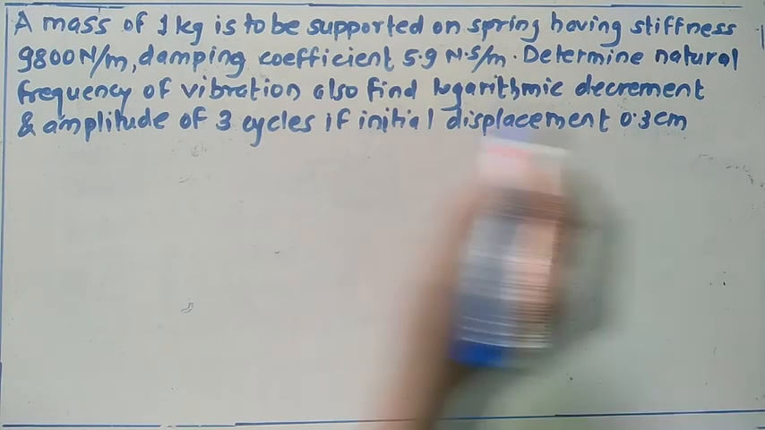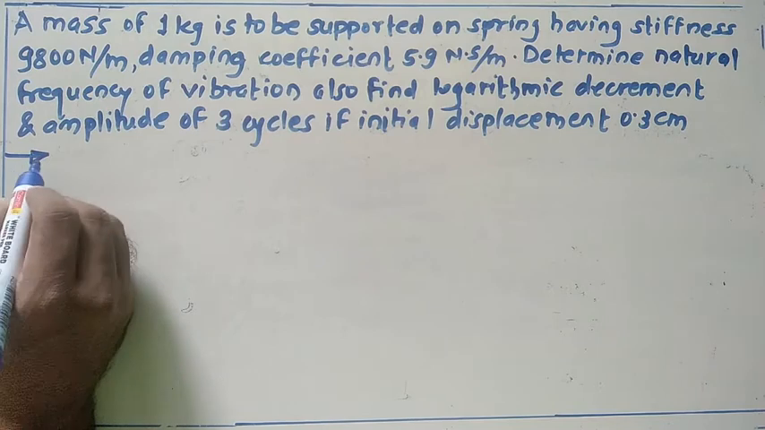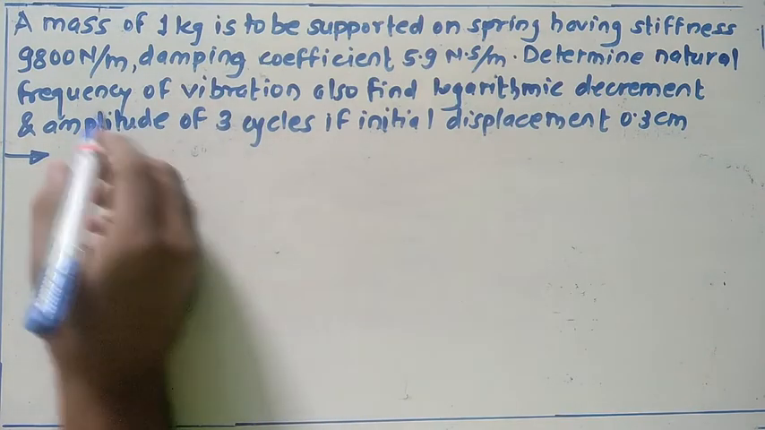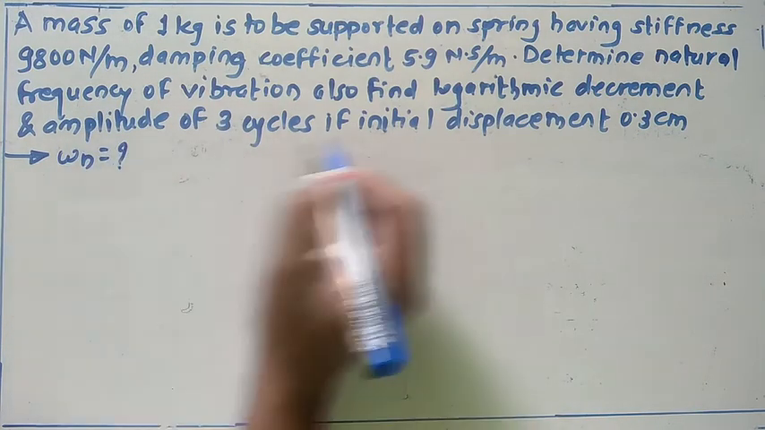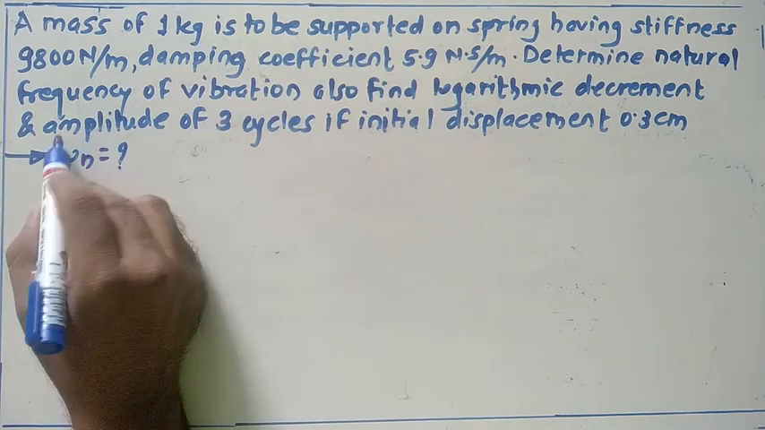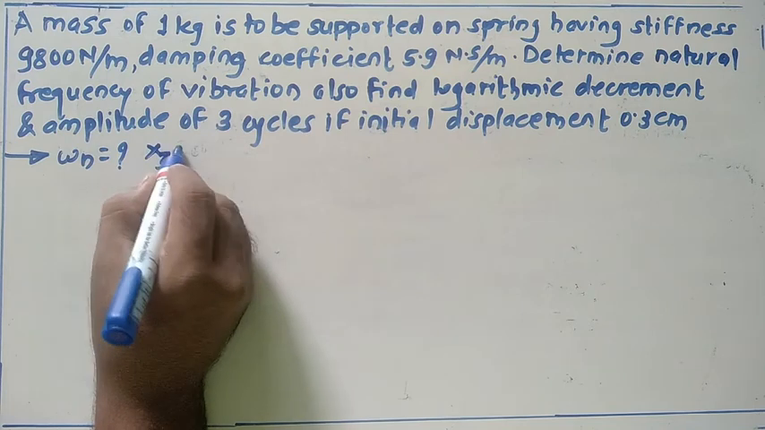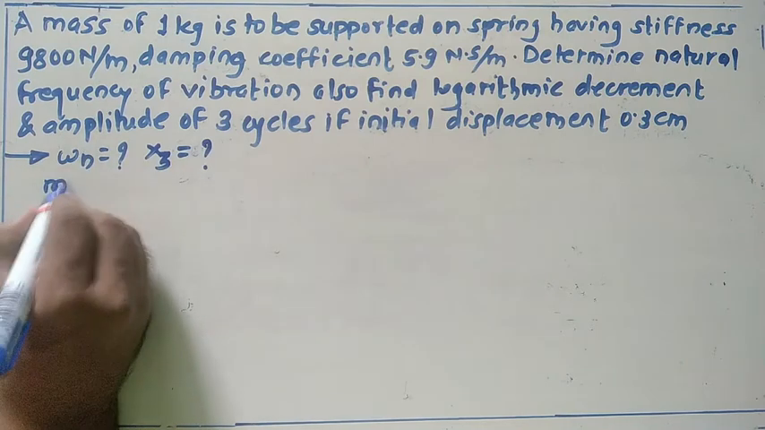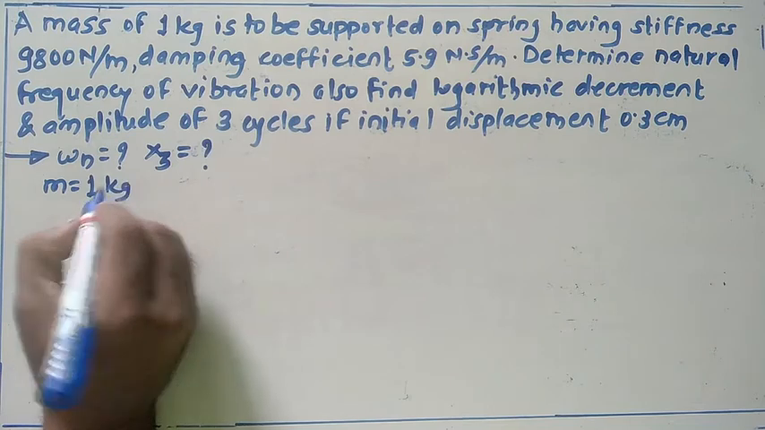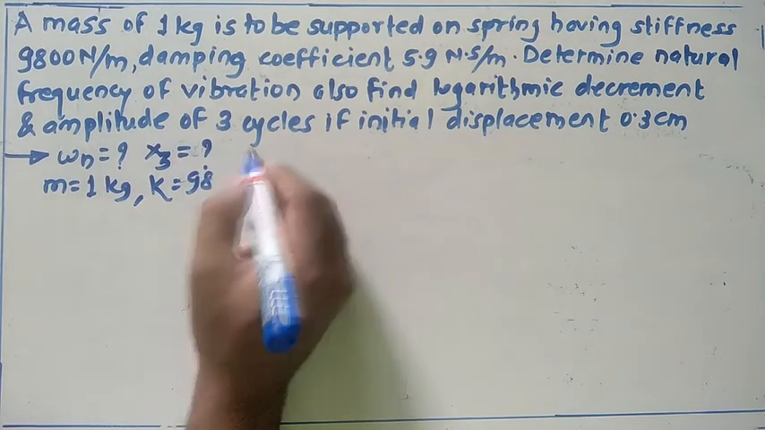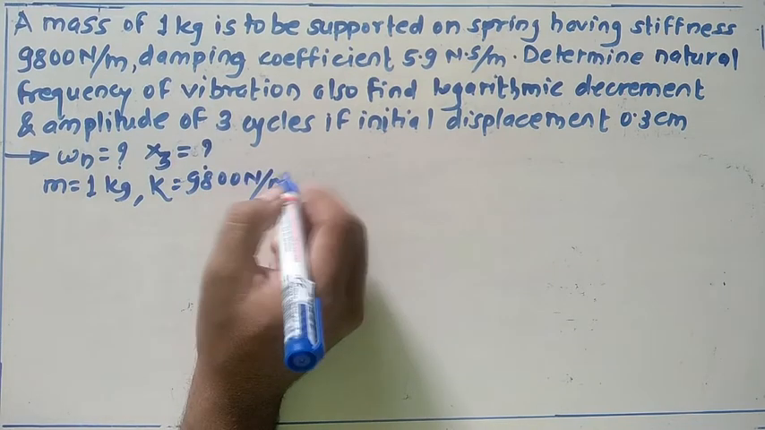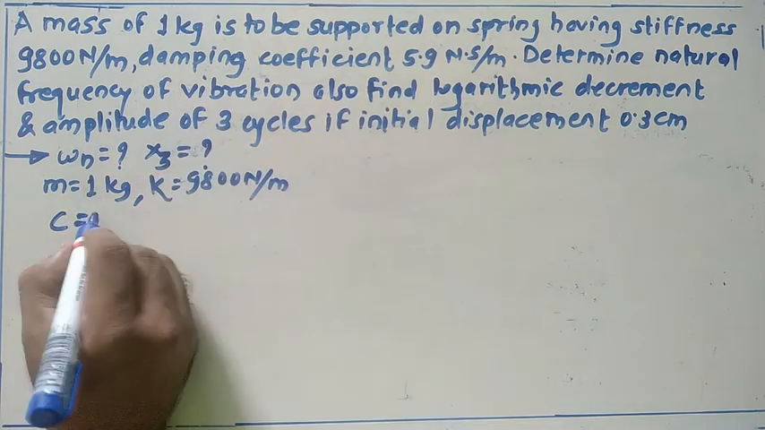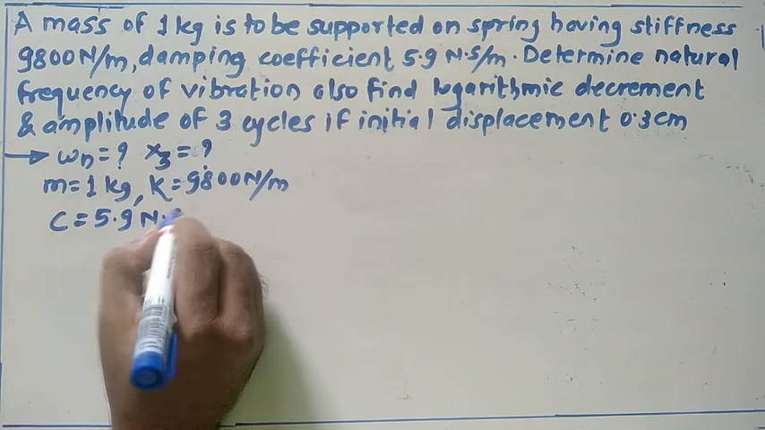So first of all, write the given data and see what calculations you have to do. In this case our aim is to find the value of omega n, then the amplitude after 3 complete oscillations. The mass is 1 kilogram, the stiffness is 9800 Newton per meter, and the damping coefficient is given as 5.9 Newton second per meter.